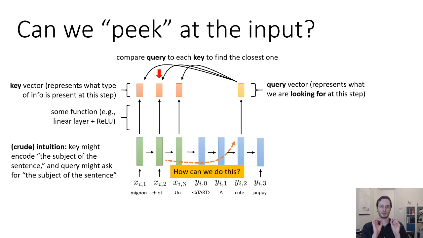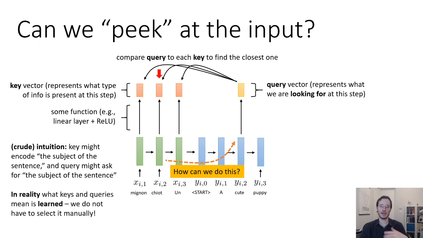Now, critically, we don't have to specify any of these things manually. This whole network will still be trained end-to-end, and the actual content of the keys and queries will be determined by the neural network. Just like the filters in a ConvNet, they have some kind of intuitive meaning, but they're not specified by hand. They're learned as part of the training process. Here, too, the key and query will be learned as part of the training process. So in reality, what the keys and queries mean is learned. We don't have to select it manually. And this intuition, I'm just giving it here just to help you understand why we might want to do this. Okay, so that's keys and queries.